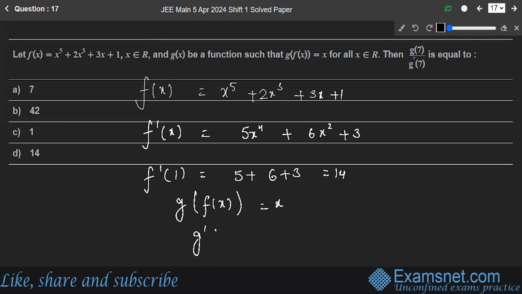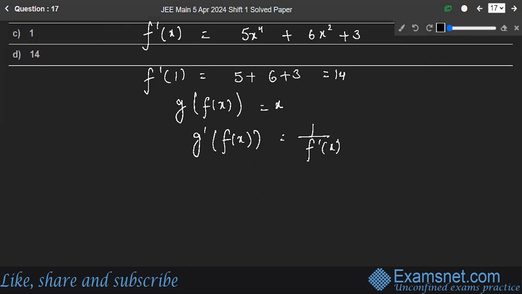So what is the derivative of the g function? G of this is equal to f dash x, right? It will come in the denominator, because we have to find out the derivative of this. Yes, it will be 1 upon f dash of x.